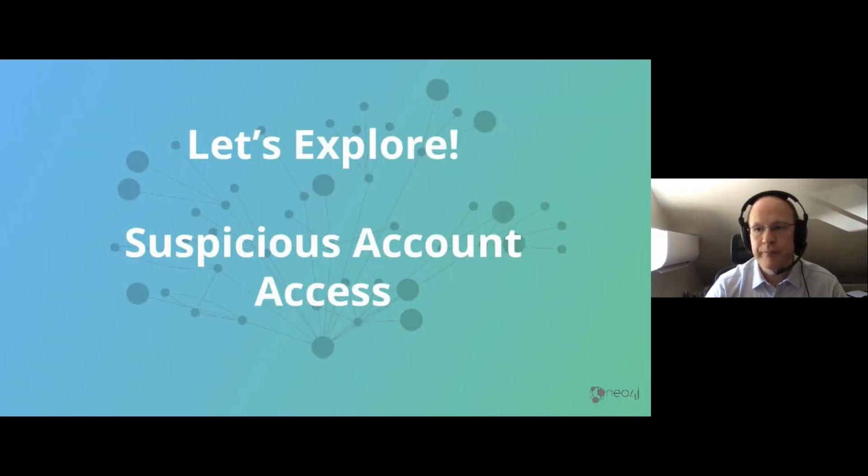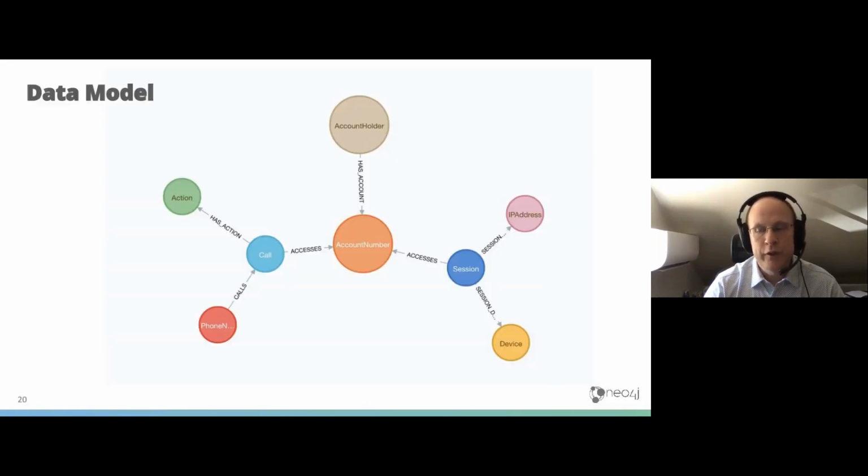That's the first example. Next, we can have a look at a different example and a different tool. We can go in and have a look at suspicious account access. So if we think about this data model, it's going to be account number at the center. Obviously, account holder belongs to or owns that account, and potentially many accounts. And then we're going to look at the different types of access that you're going to have to that account and see if we can spot any suspicious behavior in the account access.